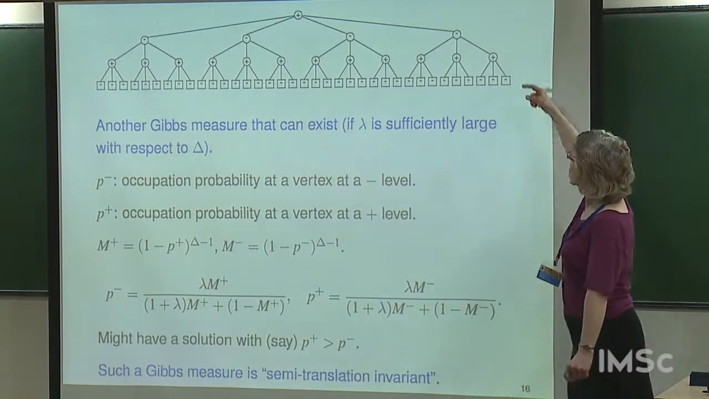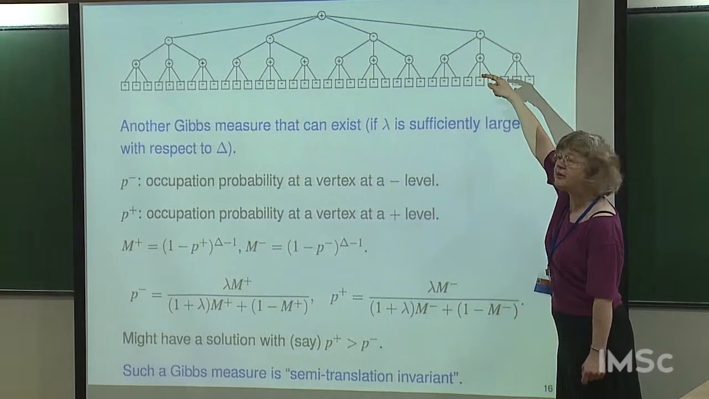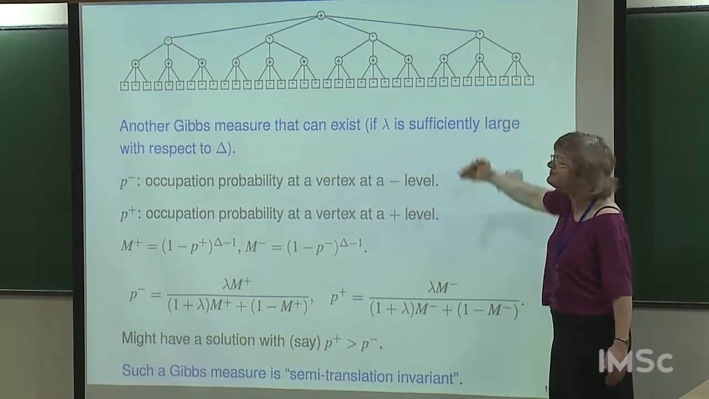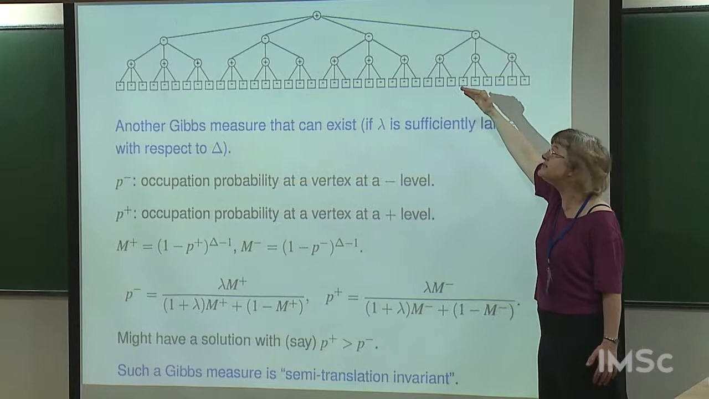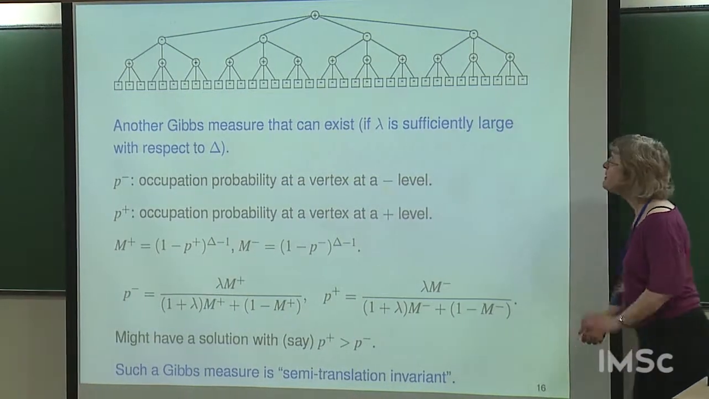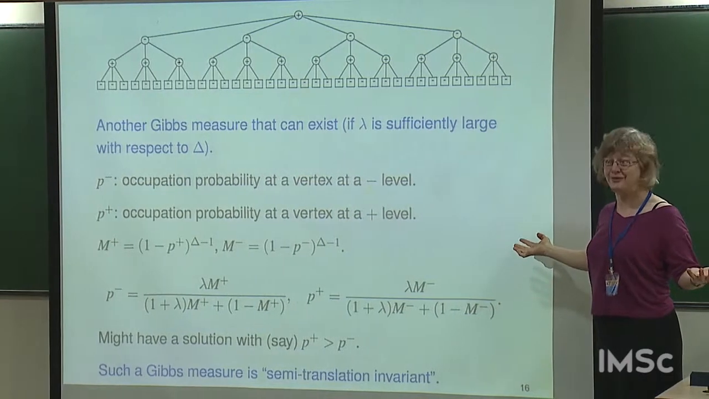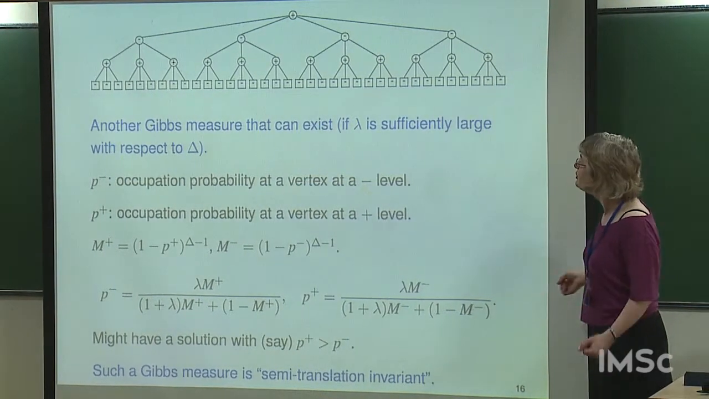And what I've done now to this tree is I've labeled the levels plus for even and minus for odd, I don't care. I labeled them to indicate that the levels have a parity. And now let's look at another kind of set of equations that I could have shown you for getting a Gibbs measure.